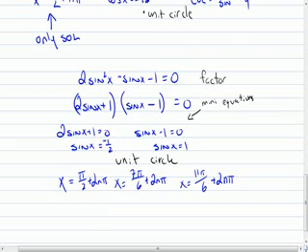Because the period is 2 pi, and n means any multiple. So if n was just 1, you would have one additional trip around the circle. If n was 2, 2 times 2 pi would be 4 pi. That would be 2 times around the circle, and then so on.